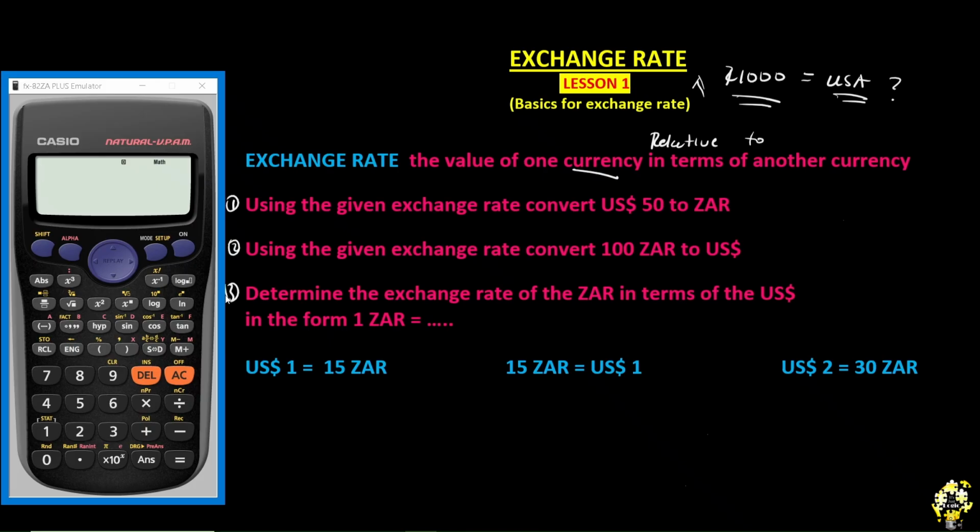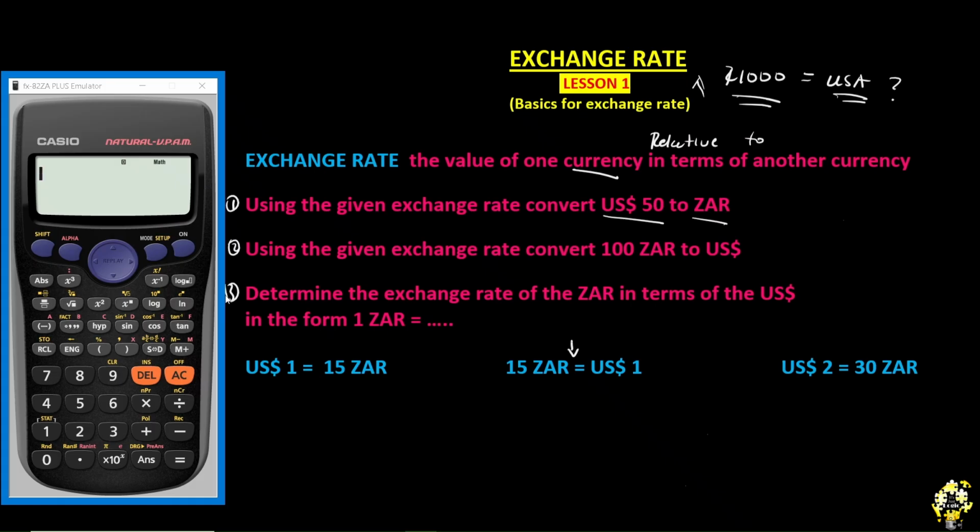So using the given exchange rate, convert $50 to South African rands. We'll use all of them. I have mentioned in that particular video that $1 is equal to 15 South African rands, and 15 South African rands is equal to $1. It's the same thing. As long as there is an equal sign, that means that whatever you are dealing with can be interchanged. You can take this one to the left and you can take this one to the right. It is the same thing. That's why there is an equal sign.